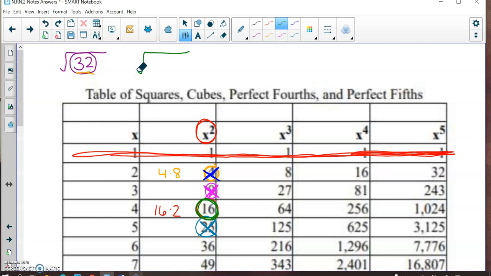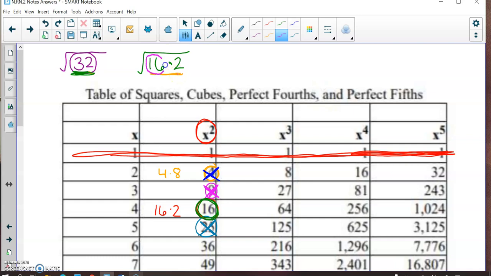And we could split 32 up into 16 times 2, because 32 divided by 16 was 2. And if I do 16 times 2 in my calculator, it is equivalent to 32. So I didn't change the value of my radical expression. I just changed the way that it looked. I split it up into 2 factors. Okay. Now, which one of these factors is my perfect square?